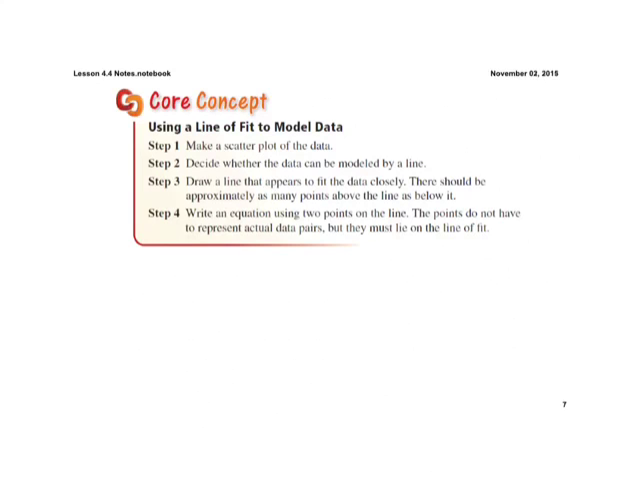All right, last thing here, using a line of fit to model the data, we have 4 steps we're going to follow. First we're going to make the scatter plot. Then we need to decide if there's a correlation. Can we draw a line through it? And then that line needs to try to fit that data. That's going to show us a correlation, and it's also going to help us make an equation.